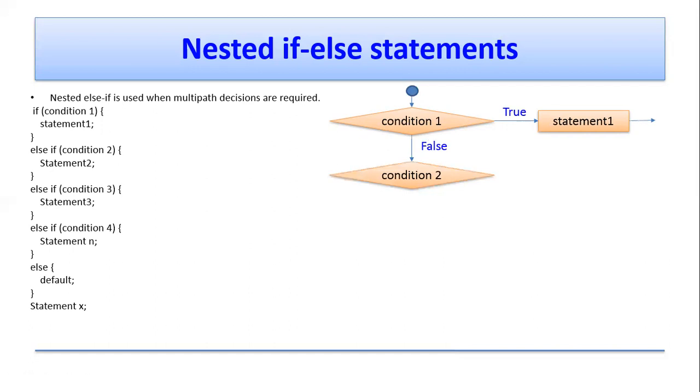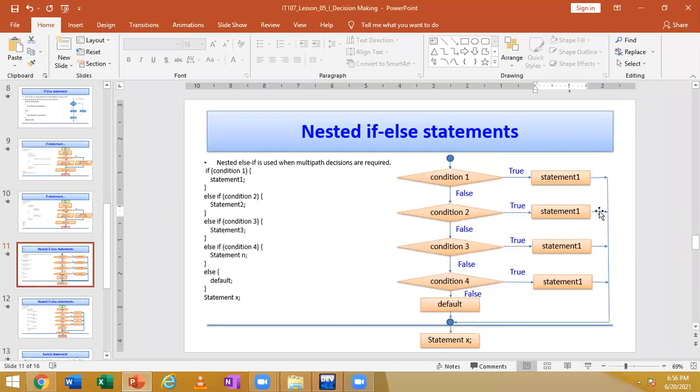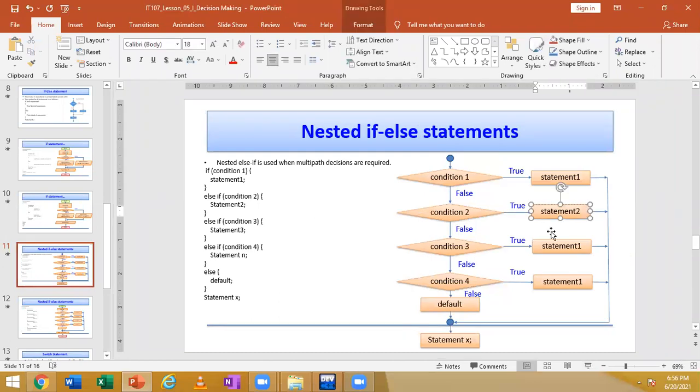Condition 2. If the condition number 2 is true, then I can have, actually, this is not statement 1, that is statement 2, right? Here I copied the same process, so sorry for that. So this is 2, this is 3, and then this is 4. That is statement number 1, 2, 3, and 4.